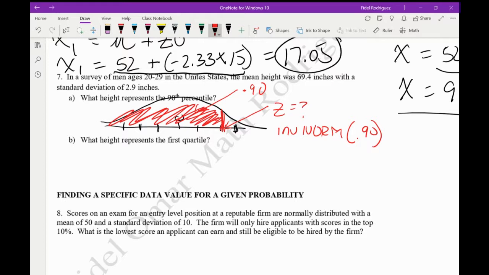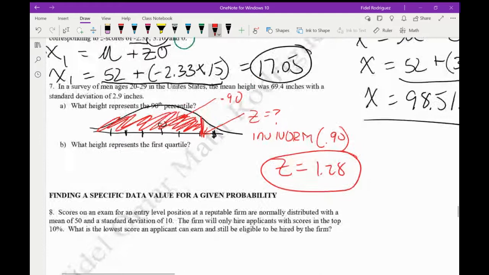So I take my calculator, and I'm going to go second, in bars. I'm going to scroll down to inverse norm, and I'm going to type in 0.90. And I am coming up with a z of 1.28. Okay, so now I found my z-value.